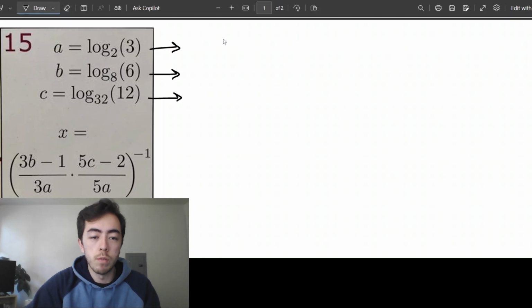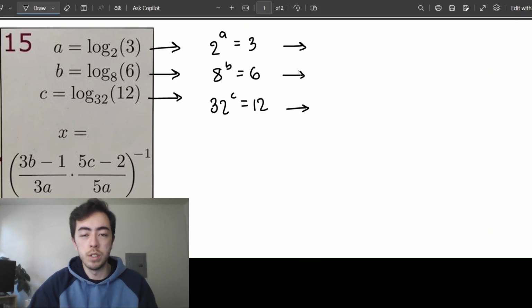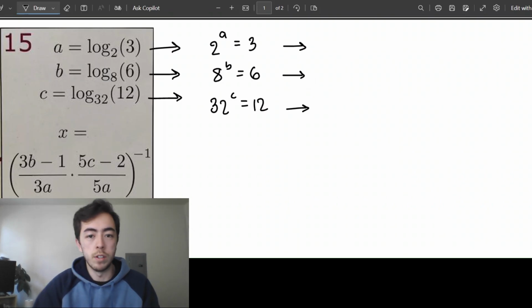So here I could rewrite the logarithmic equation as 2 to the power of a equals 3. I could do this as 8 to the power of b equals 6, and then 32 to the power of c equals 12. And oftentimes, finding a common base is a good step in logarithmic or exponential equations.